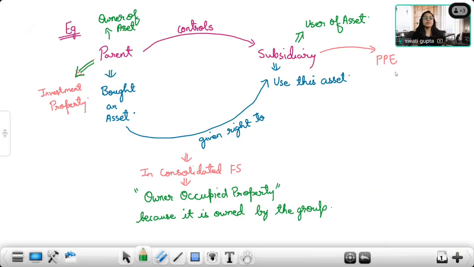Or vice versa, maybe the subsidiary is the owner of the asset and the parent is the user of the asset. In this case, it will still be considered owner occupied property because it is within the group. The group owns it because a member of the group owns it. Good. Okay.